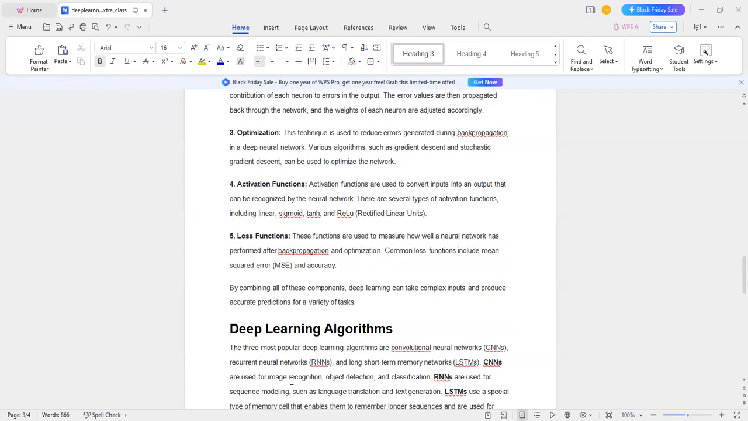By combining all these components, a deep neural network can take any kind of complex input and can produce an accurate prediction for a variety of tasks.